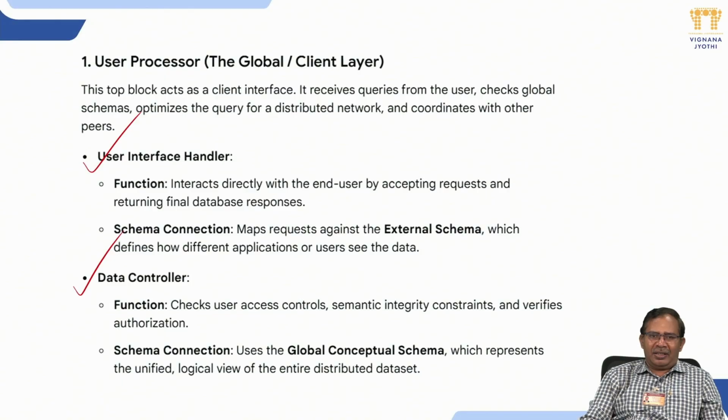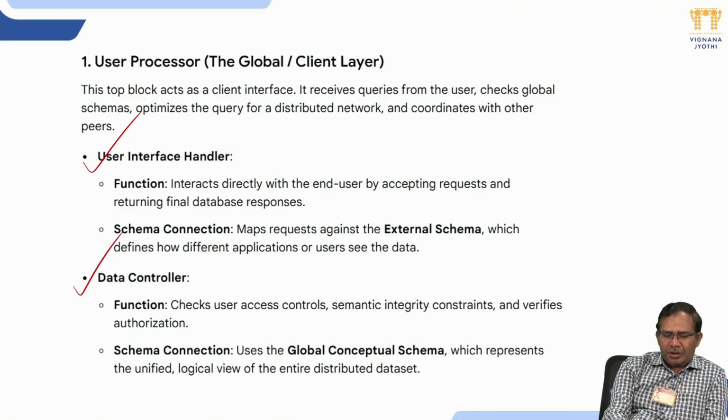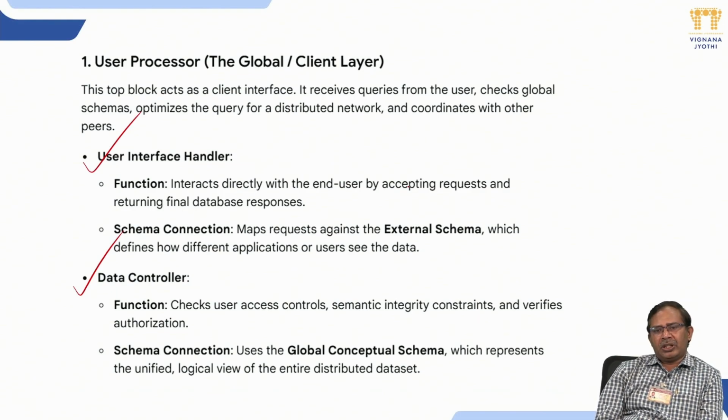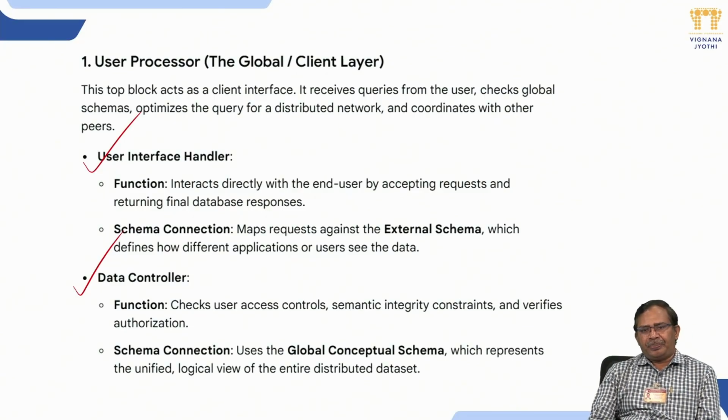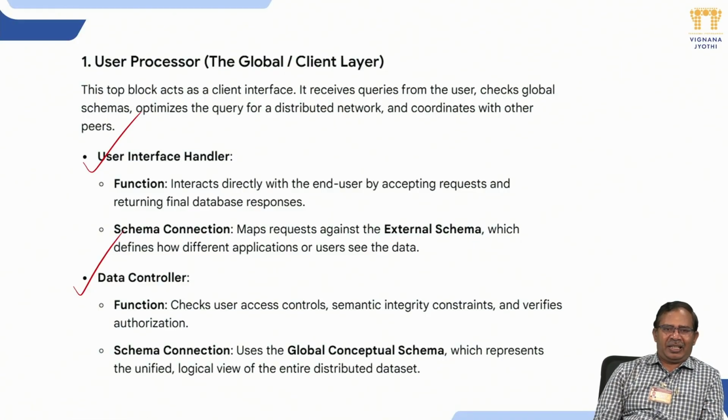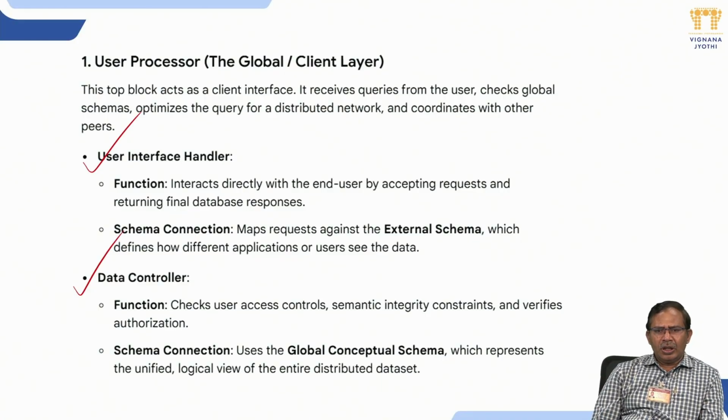In the user interface handler, the functionality is to interact directly with the end user by accepting requests and returning the final database response. This is the layer ready to take the request from the user, forwarding it to the respective layer to run the query, receive the response, and submit it to the end user. In the schema connection, it requests an external schema which defines how different applications or users see the data. The complete complexity and difficulty is hidden from the end user.